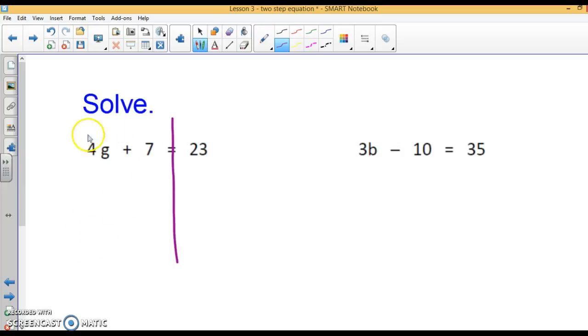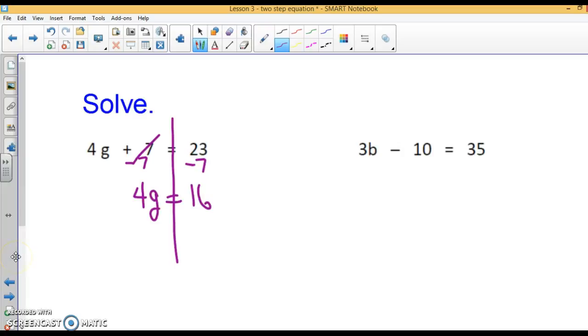Now, you look on the side with the variable and you say to yourself, self, which number is farthest from the variable but is on this side? Well, that would be this plus 7. So that is the one we need to get rid of first. How do you undo plus 7? Well, you do the opposite. Minus 7 to both sides. Positive 7 minus 7 is 0. So on this left side, I am left with 4g equals, and notice I keep my equals right on that line. 23 minus 7 is 16.